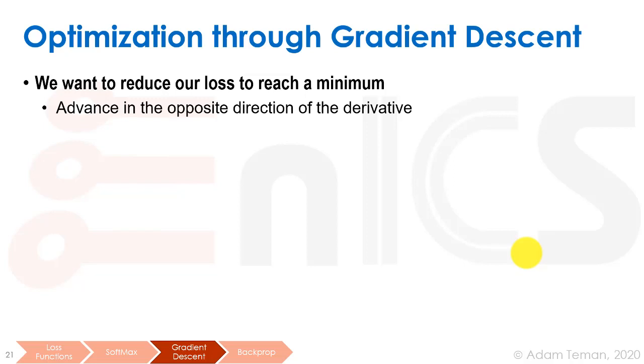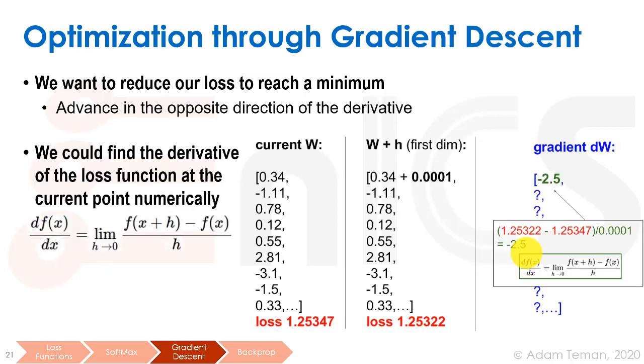So what we can do is use gradient descent, which means we take the gradient and look at the negative of the gradient, the opposite direction of the derivative. As long as we go in the opposite direction of the derivative, we know we're minimizing our loss. Okay, so let's show this with an example of how we could do it.